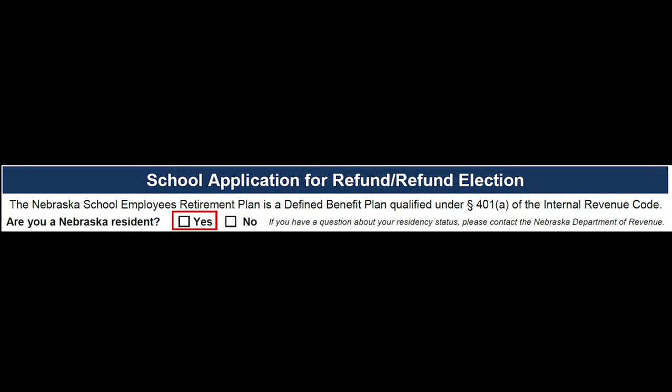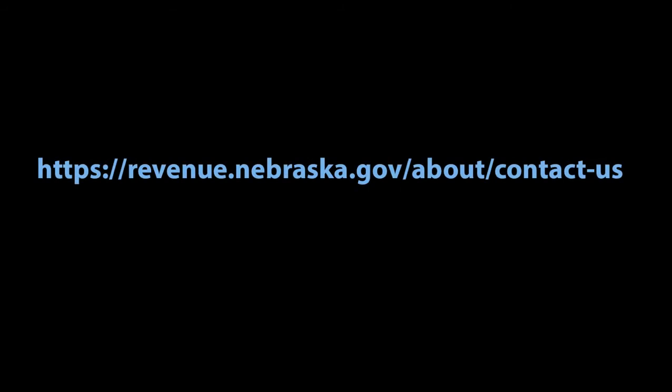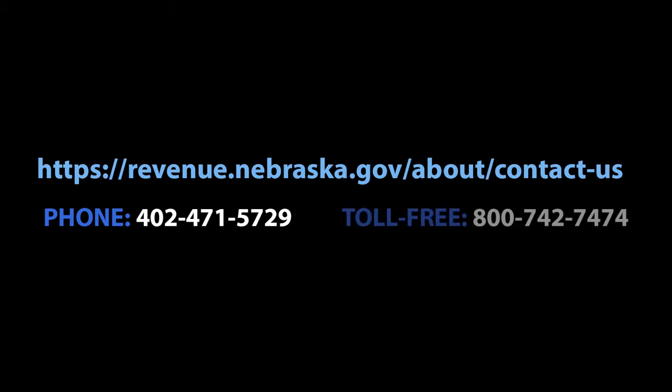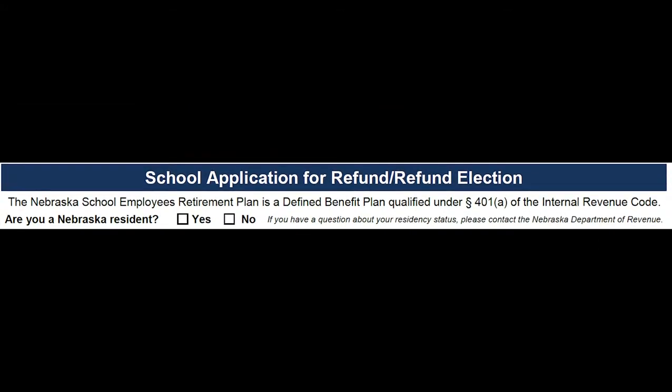Next, you will need to check yes or no as to whether you are currently a Nebraska resident. If you have questions about your residency status, please contact the Nebraska Department of Revenue. They can be contacted by email through their webpage, revenue.nebraska.gov/about/contact-us, by phone at 402-471-5729, or toll-free at 800-742-7474. This field denotes whether or not we will withhold state taxes if a distribution is requested.